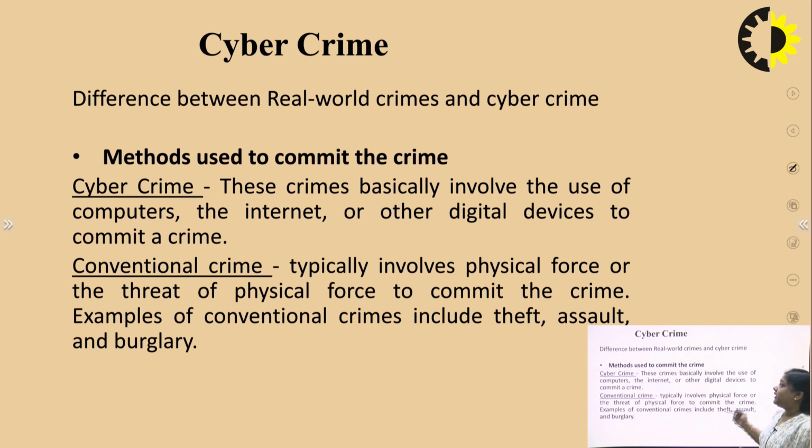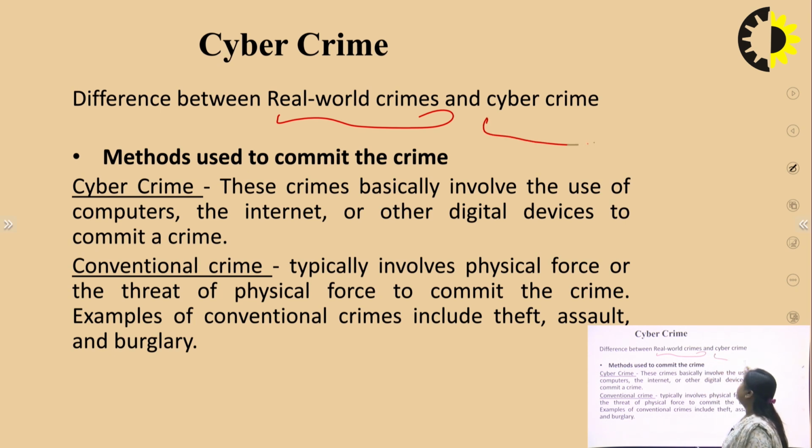Now we try to understand what is the difference between real world crimes and cyber crime. As we already discussed, the real world crimes are, for example, murder, extortion, kidnapping. These types are the real world crimes, and cyber crimes are phishing, scamming. These are some cyber crimes.